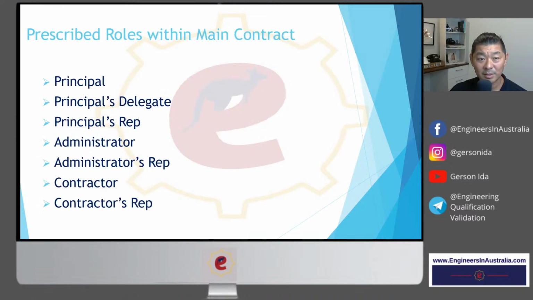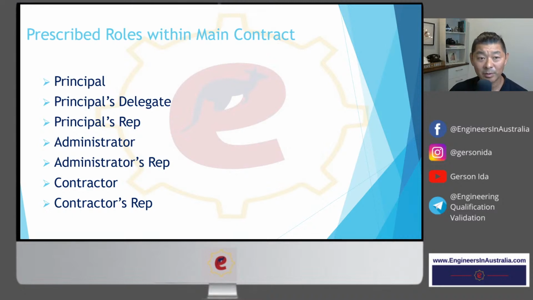So these are the prescribed roles within the main contract. There's the figure of the principal, the principal's delegate, the principal's representative or principal's rep, the role of the administrator, the role of the administrator's rep, the role of a contractor, and the role of a contractor's rep.